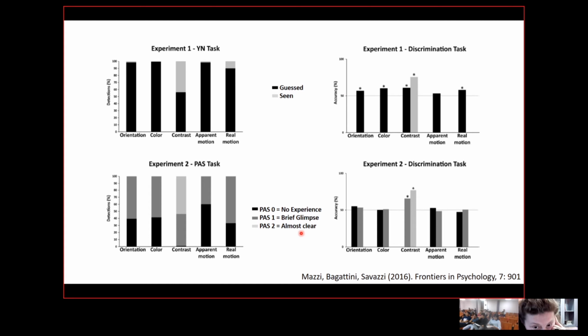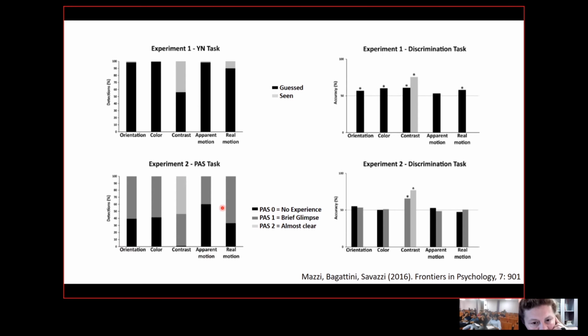However, what happens if I ask the participant to use a more graded scale and not just yes or no? We did this by asking, using this scale, for instance, you have no experience. You can say, I didn't see anything. I had a brief glimpse. So it was a sort of flash, but I couldn't say more than that. It was almost clear. And there's another, but she never used it. It was a clear perception.